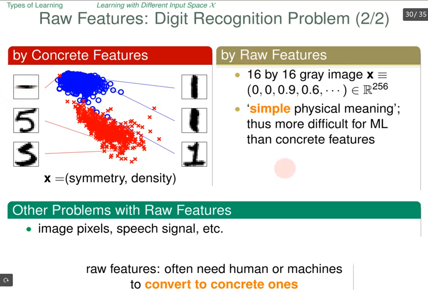So usually raw features represent simple physical meaning. It is more difficult than concrete features in machine learning. Raw features can appear as image pixels or speech signal amplitude values, and usually raw features require human manual feature extraction to extract some useful concrete features.